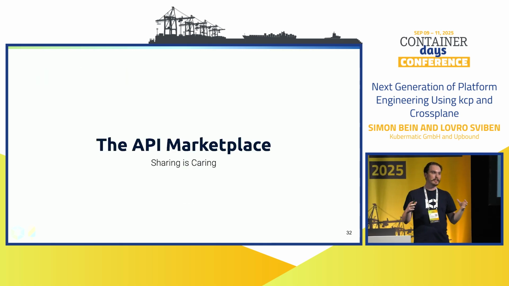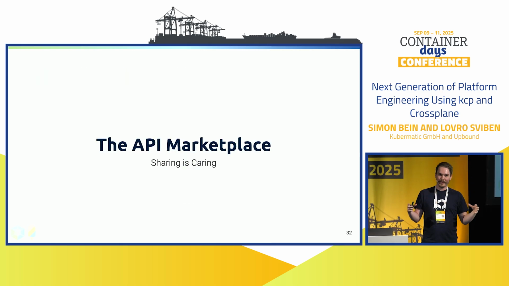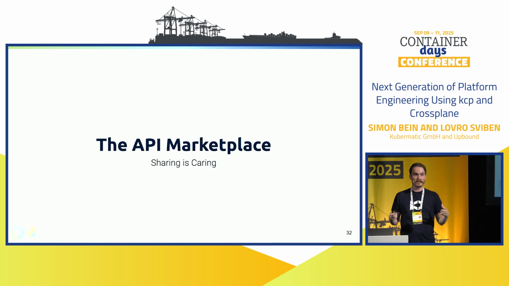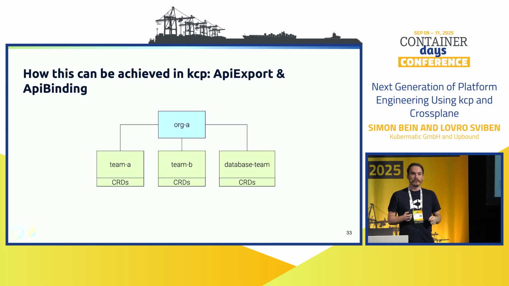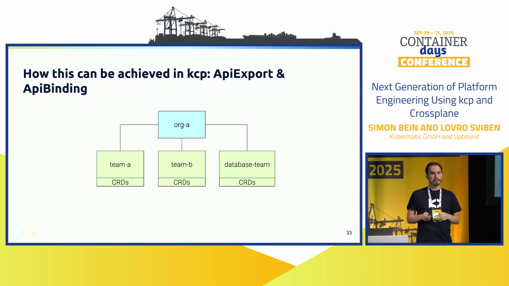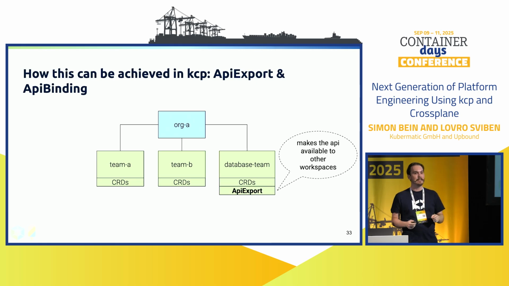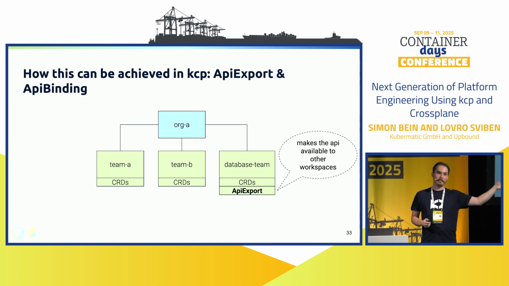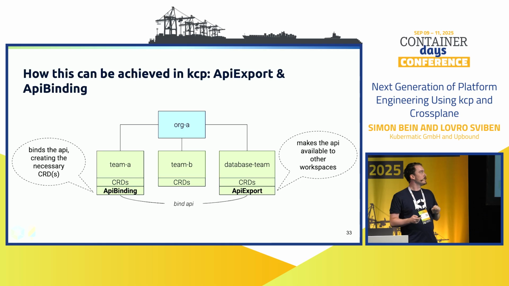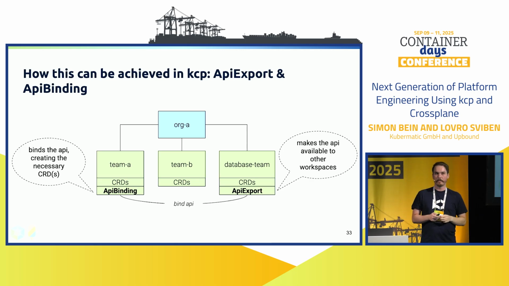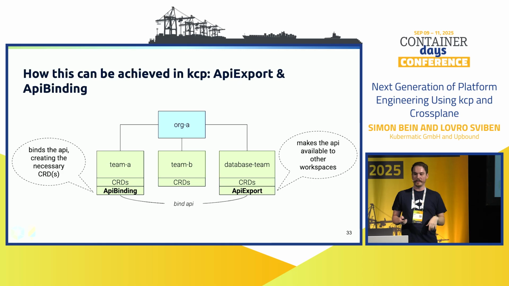You can think of KCP like the overlord over all of its workspaces, because it's just a singular instance. There are two native objects in KCP called API export and API binding. A database team can create an API export, making their APIs available to other workspaces. And if a consuming team creates a suitable API binding that matches the API export, then it will sync over the CRDs, or the APIs, making them available for the other team.